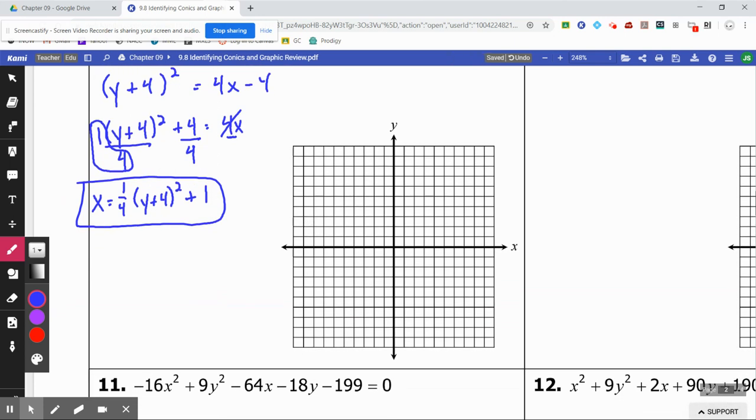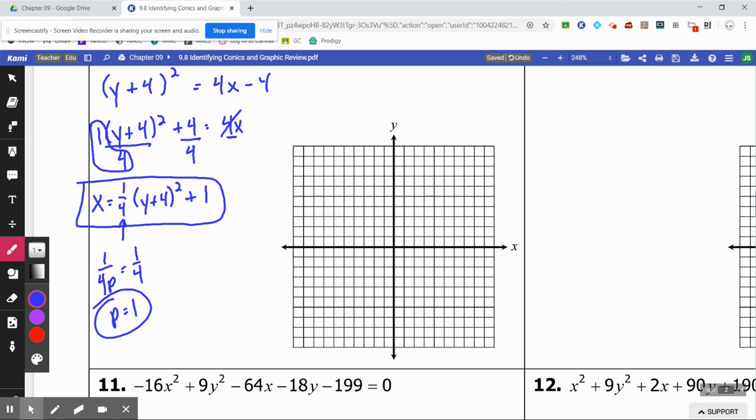Since it's an x equals parabola, that means it's going to go either right or left. It's going to be a horizontal parabola. Our 1/4p right here is equal to 1/4. So therefore, that's kind of simple. Our p-value has got to be 1. Since it's positive, it's going to cup to the right.